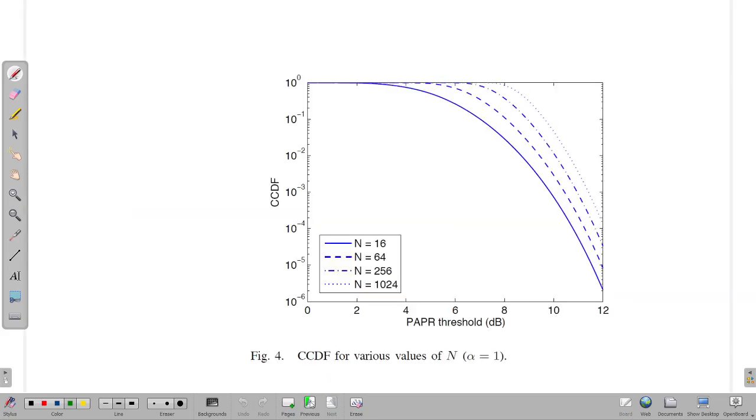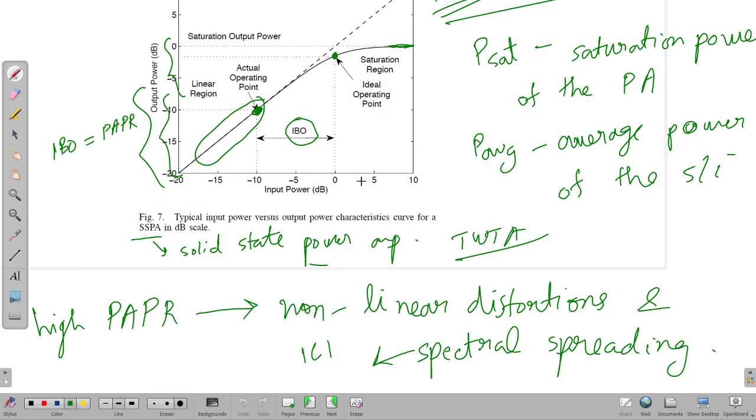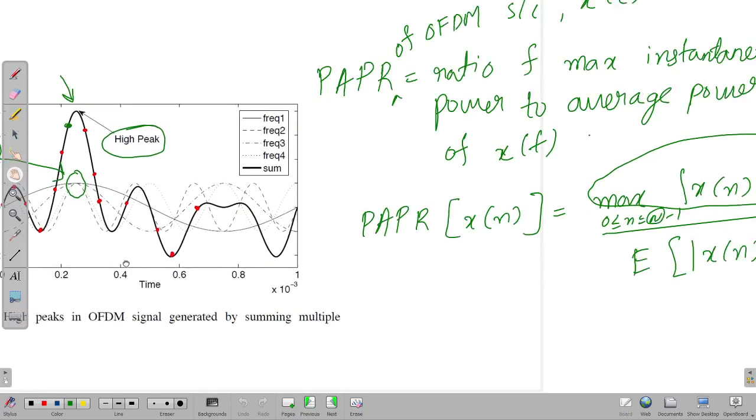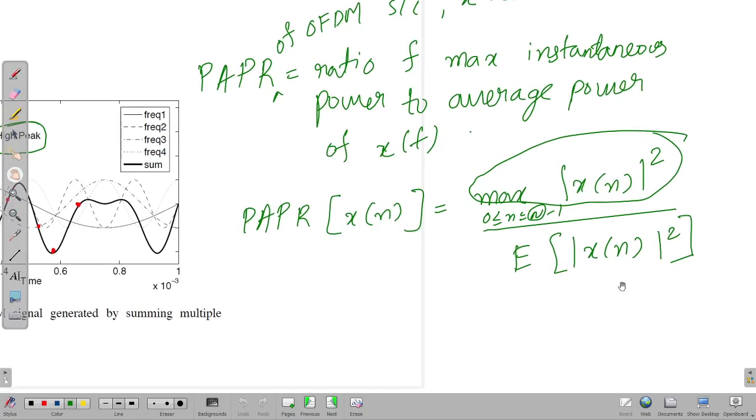All right. So you have this issue of PAPR, and I hope the idea is clear for you. What is the reason for PAPR? How can PAPR be measured? PAPR can be measured using this equation, where it is simply the peak power divided by the average power.